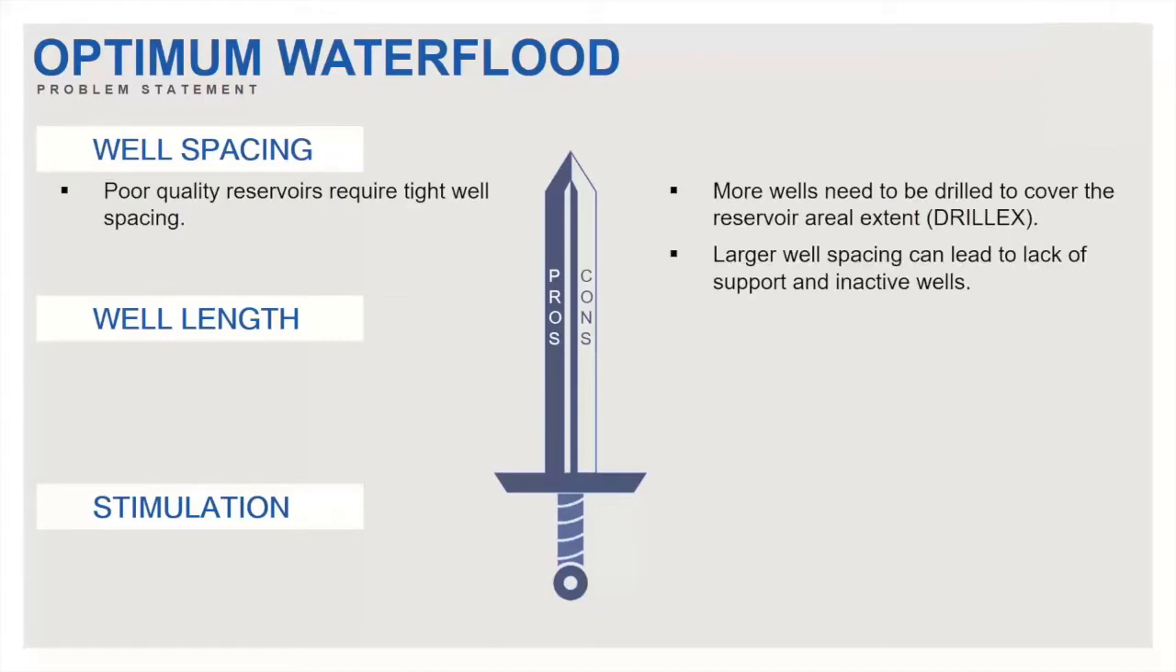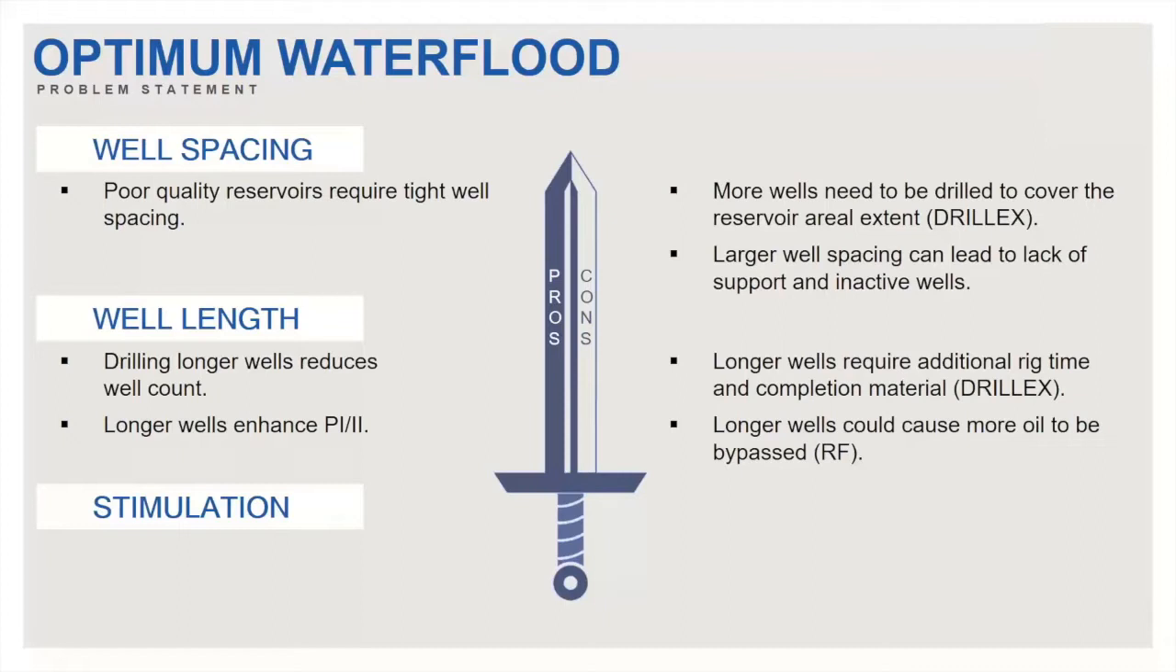So for example, reducing well spacing is well suited for a tight formation. However, the drawback is more drilling expenditure to cover the areal extent of the field. At the same time, make it too large and suddenly you have a lack of pressure support and a bunch of inactive wells. Similarly, it is possible to drill longer drains to enhance the PI, injectivity index, and also reduce the well count. However, longer wells require more rig time, more completion material, so they come with a higher price tag. And another pitfall is the risk of bypassed oil when you drill very long wells.